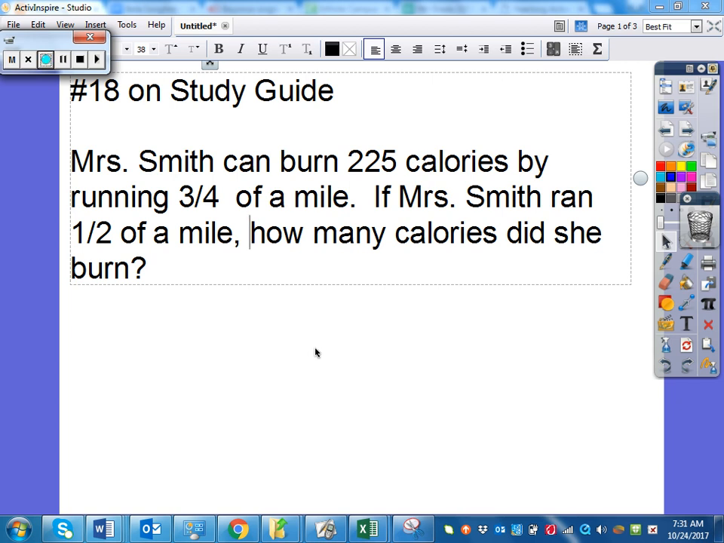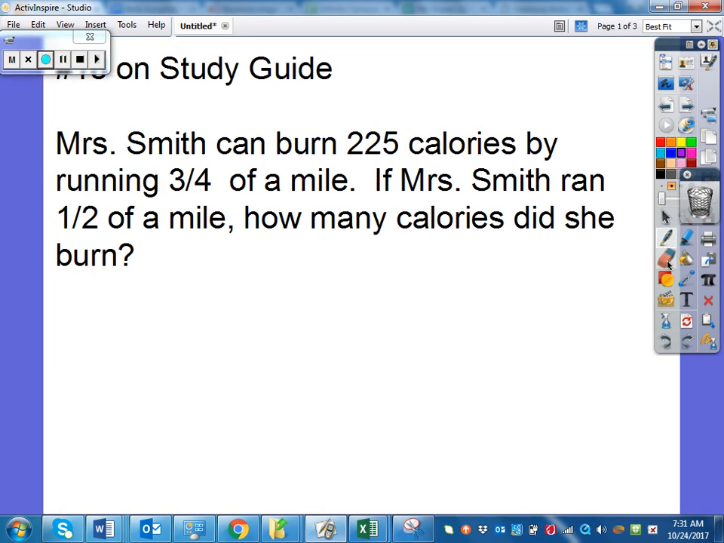I want to start off by going over number 18 on your study guide one more time, and then we have a couple other practice problems. So number 18 on the study guide says Miss Smith can burn 225 calories by running 3/4 of a mile. If Miss Smith ran half of a mile, how many calories did she burn?